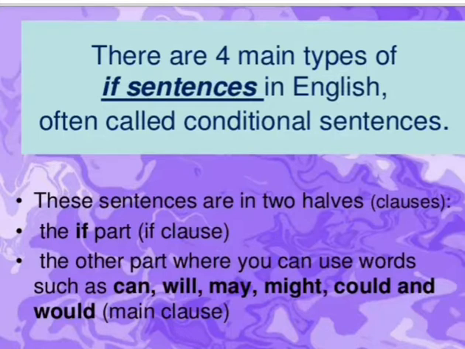So there are two halves: the if part, the if clause, and the second part where you can use words such as can, will, may, might, could and would. These are called the main clause. The second part is called the main clause.